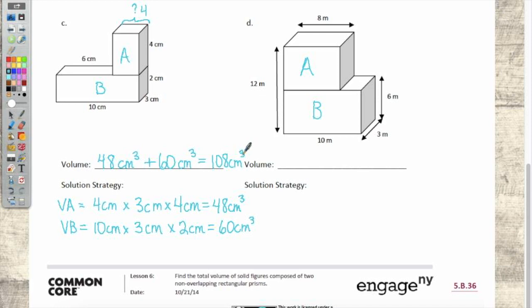Okay, now for D. So for figure A, we've got to figure out this right here. To do that, I think I can use the 12. See, this 12 is here to trick you. It doesn't do anything for you because they're not stacked on top of each other. They're completely different lengths. So I think I can use the 12 to help me figure out this missing part because I can do 12 minus 6. So that's going to give me 6 here. So let's start with the volume of A.